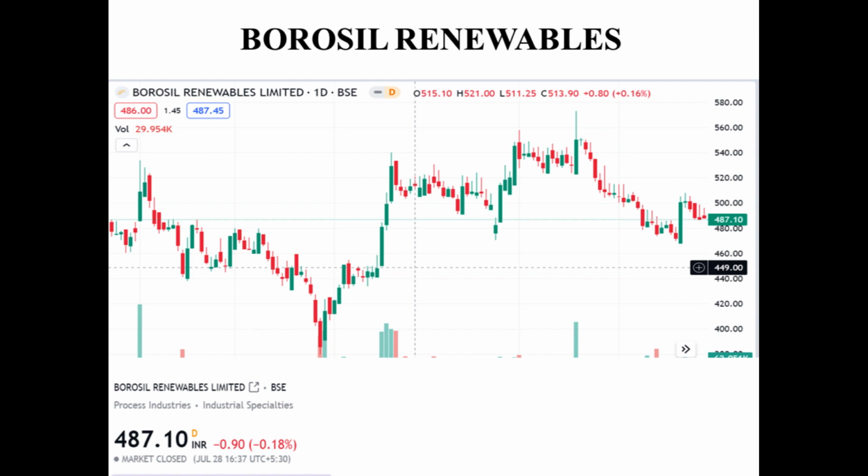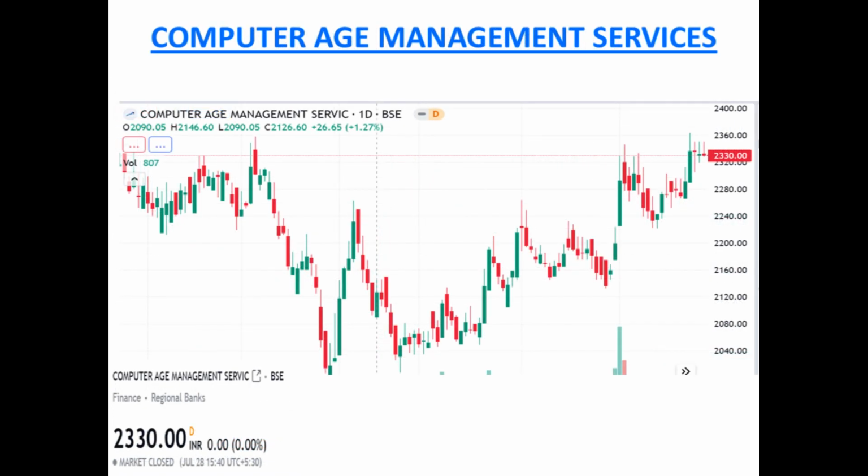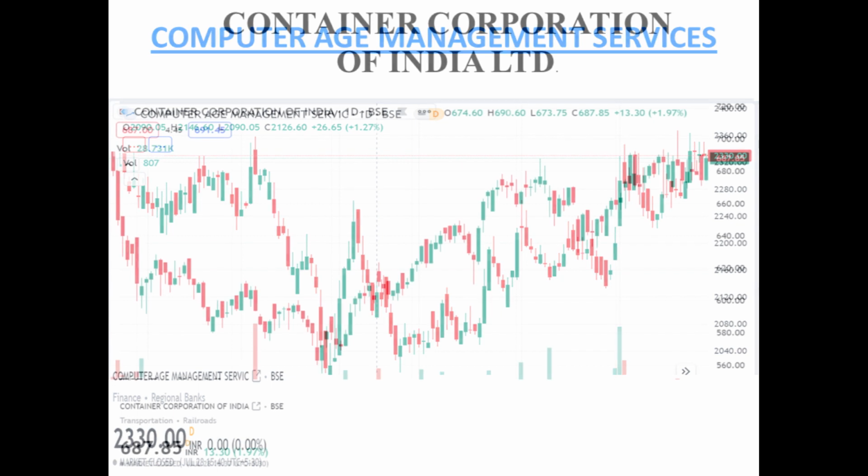Number two is Computer Age Management Services. CAMS is the leading financial and mutual fund service provider in India. With a dominant market position in India, the company's services include mutual fund transfer agency, transaction origination interface, and electronic payment system. CAMS is expected to benefit from the digitization of financial services.